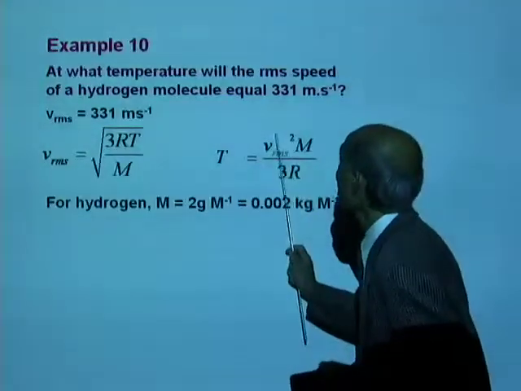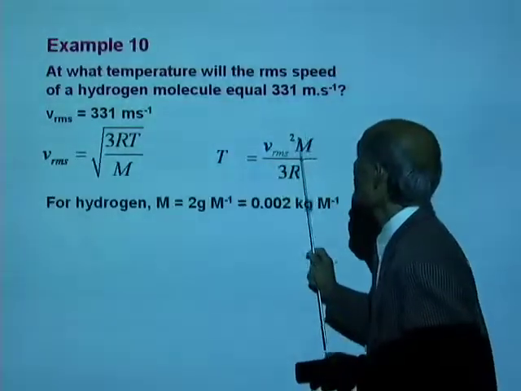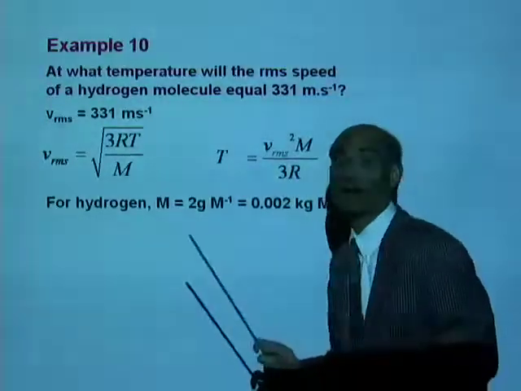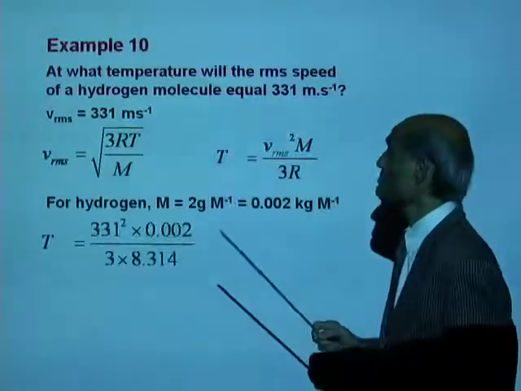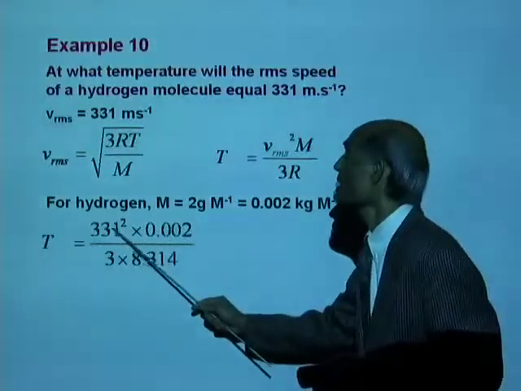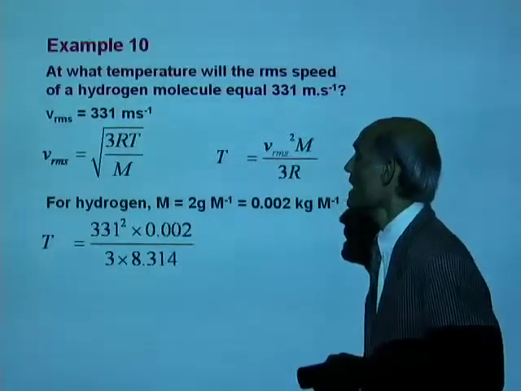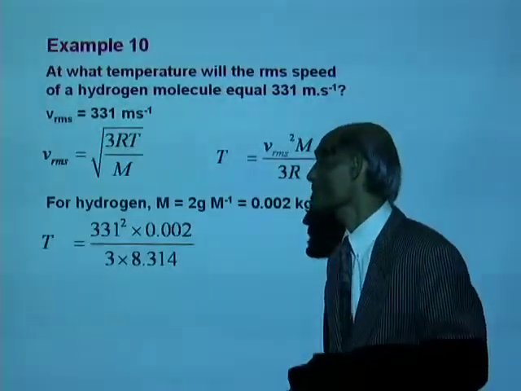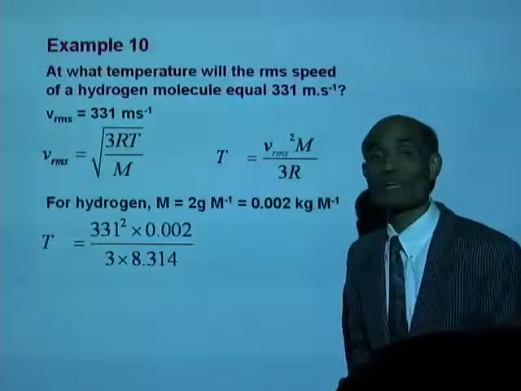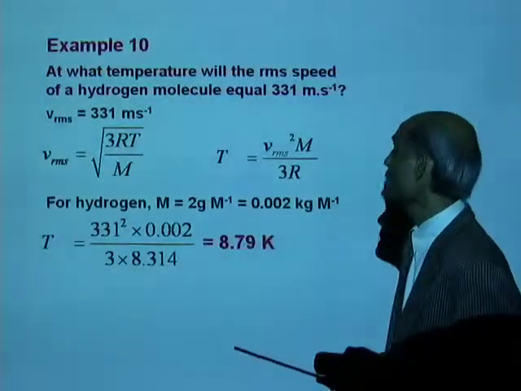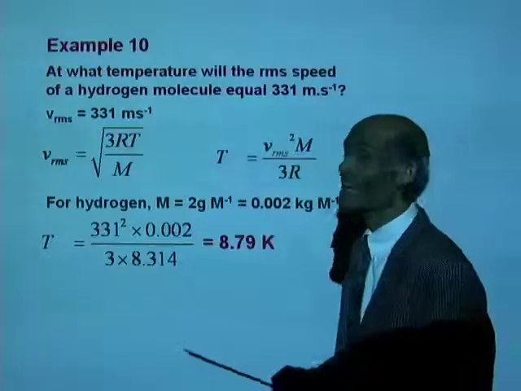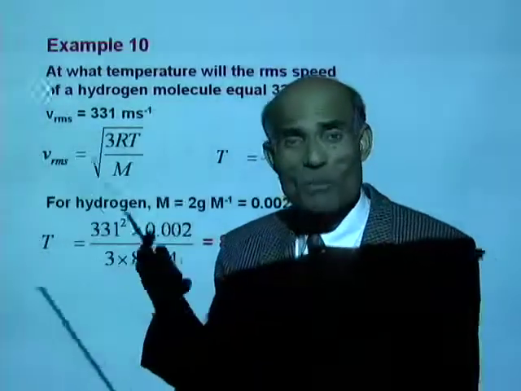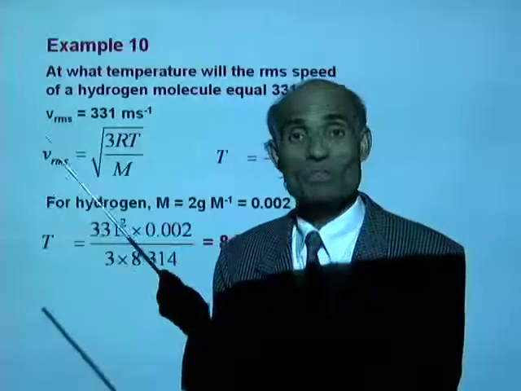So, using the values of Vrms, the molar mass of hydrogen, and the value of R, we can now calculate the temperature. The temperature is 331 squared times 0.002 all over 3 times 8.314, and that is 26.79 Kelvin. You can see we have a large amount of information about the gases.